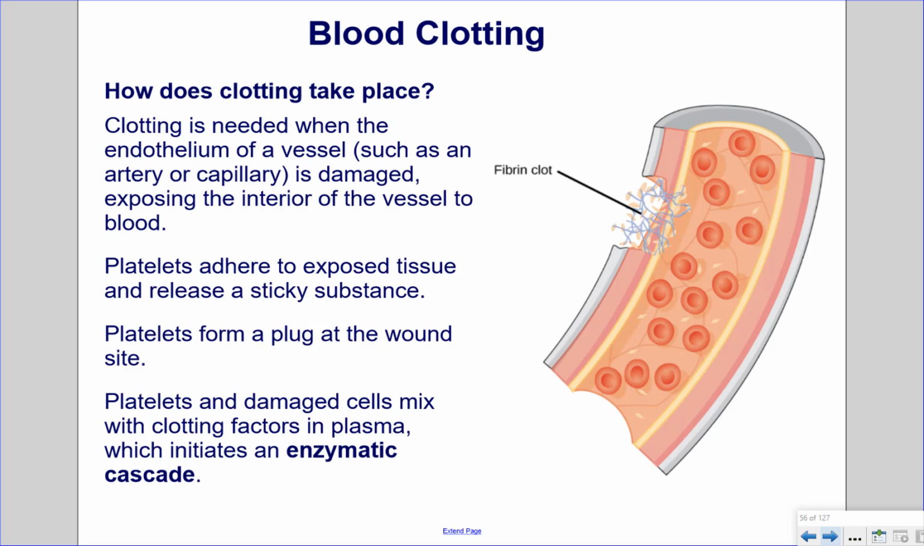Blood clotting. How does clotting take place? Clotting is needed when the endothelium of a vessel, such as an artery or capillary, is damaged, exposing the interior of the vessel to the blood. Platelets adhere to the exposed tissue and release a sticky substance. Platelets form a plug at the wound site. Platelets and damaged cells mix with clotting factors in plasma, which initiates an enzymatic cascade. In this diagram, we see platelets working with fibrinogen to create a fibrin clot.